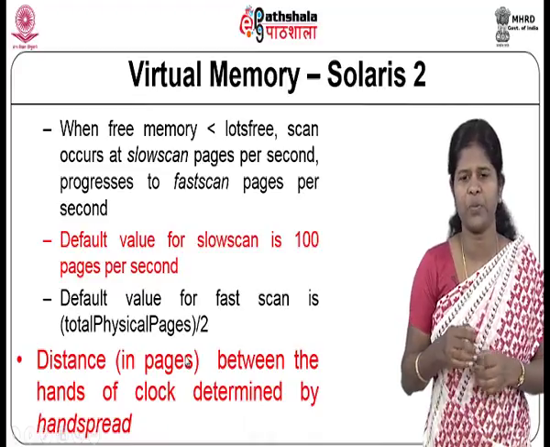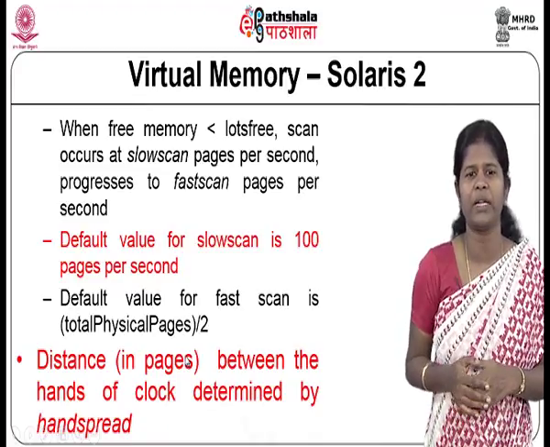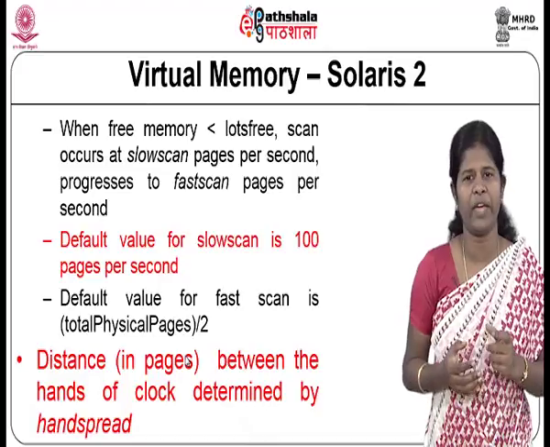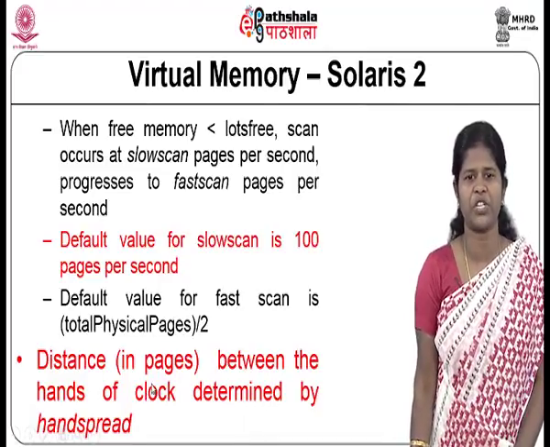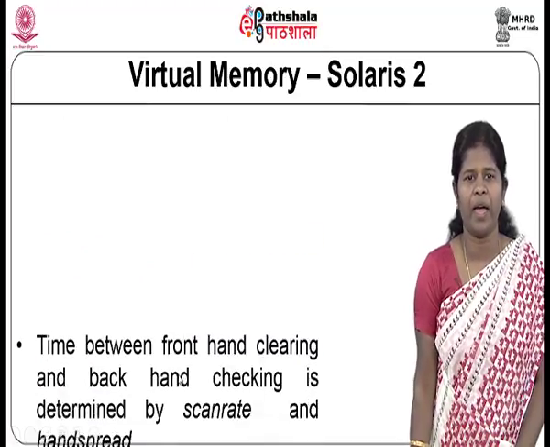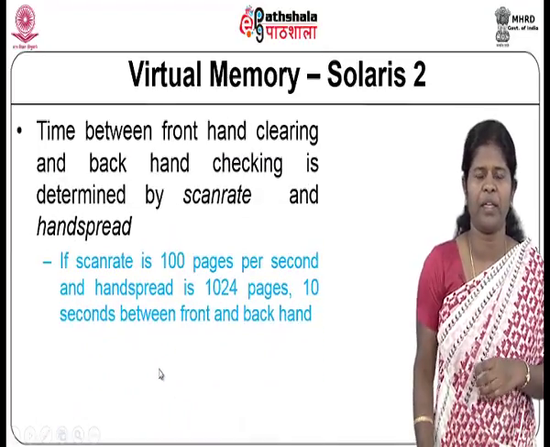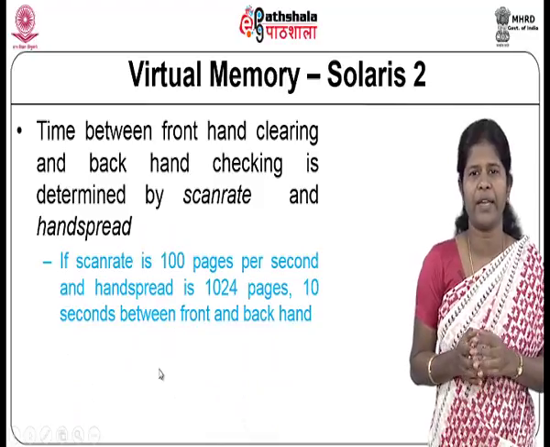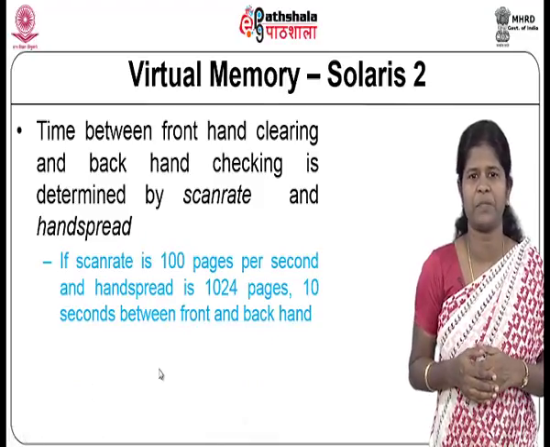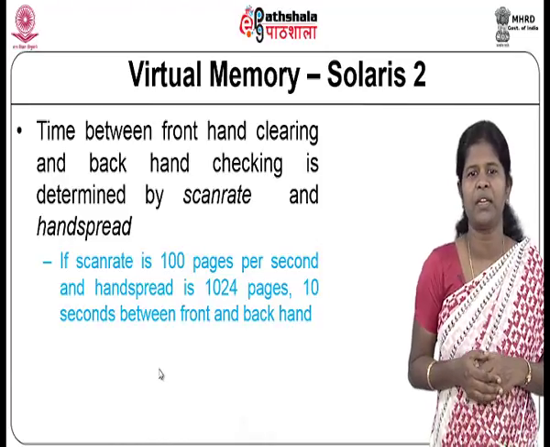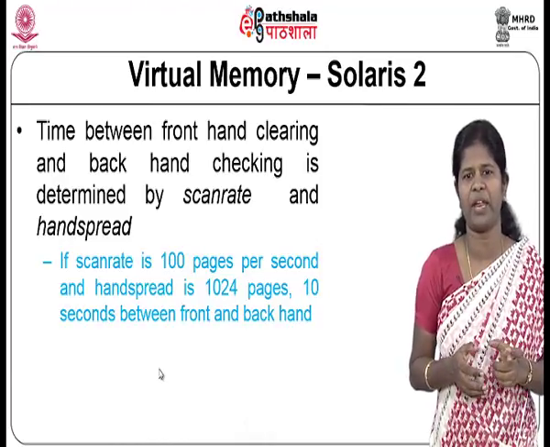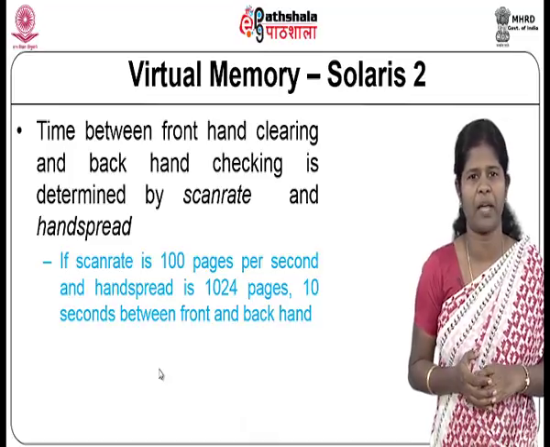The distance between the hands of the clock is determined by a parameter called handspread, and this distance is measured in pages. The time between the front hand clearing the reference bits, and the back hand checking if the reference bit is set again, is determined by the scan rate and the handspread parameters.